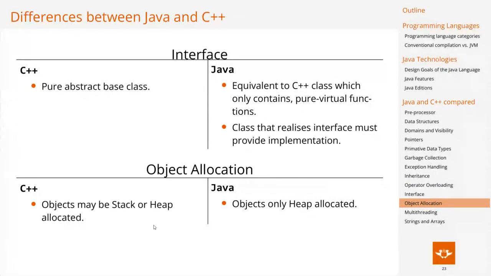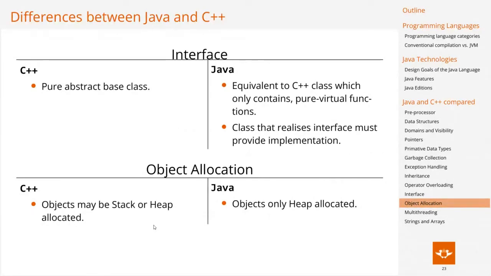So interfaces, sort of also mentioned a bit earlier. C++ has pure abstract base classes, whereas Java has something that does pure virtual functions, and it just gives you an indication of what methods you need to overload, so override, to actually make it work.